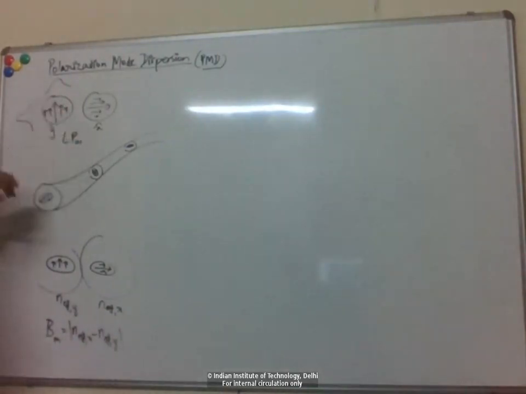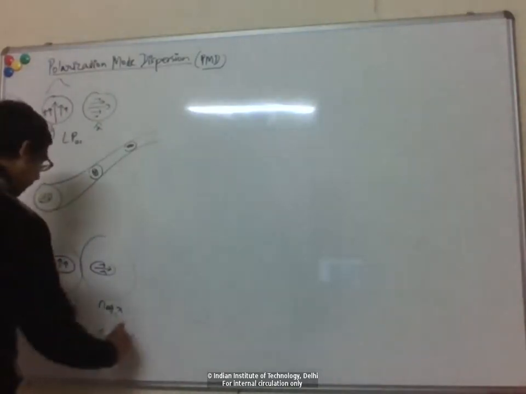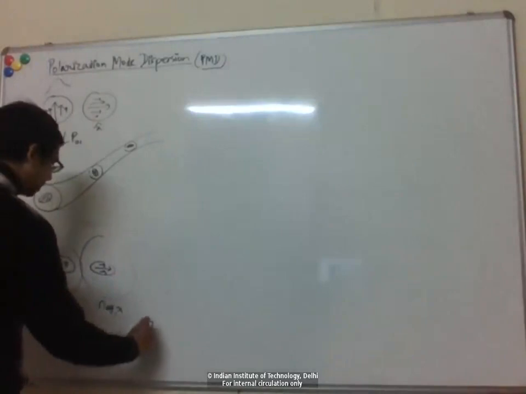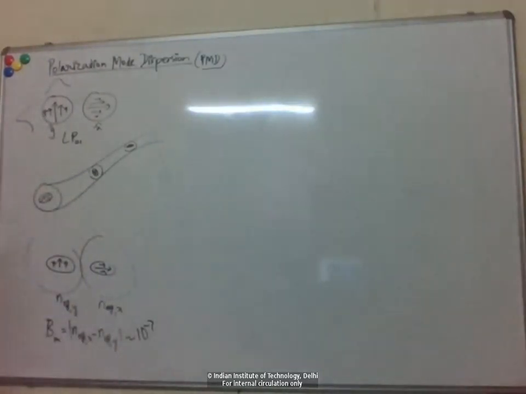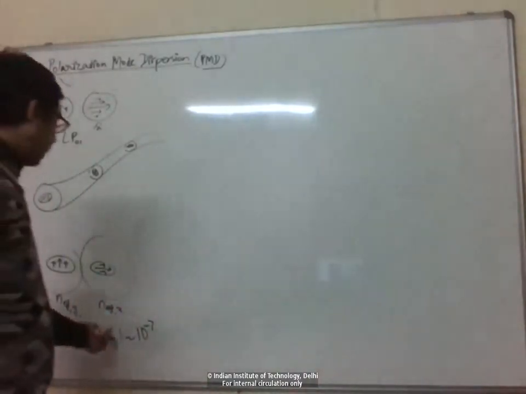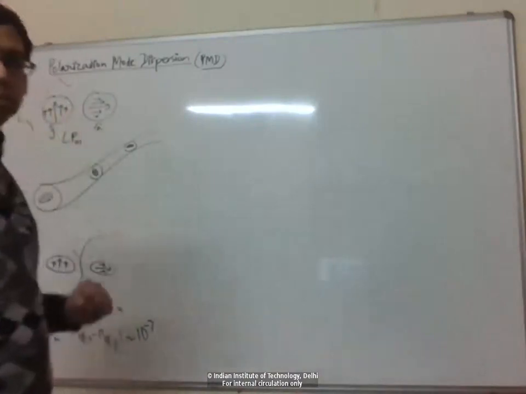So for a perfectly circular core fiber, this should be 0. For the single mode fibers that are used for telecom, this is typically about 10 to the minus 7. Okay, so you can see that's a really small difference. But over very long lengths of kilometers and hundreds of kilometers, its effect can show up. Okay.